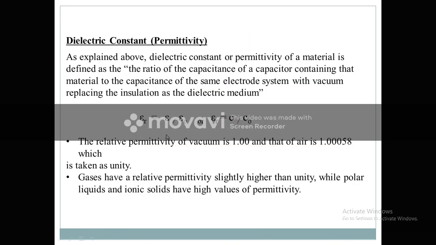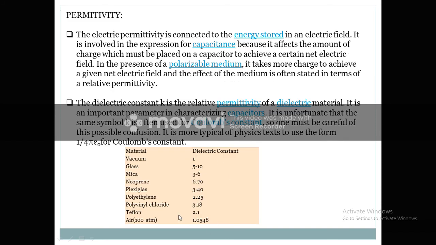Okay, here again we can see that C was the capacitance of a capacitor with dielectric material, and C naught was the capacitance of the capacitor with the vacuum. So it means epsilon R is the ratio of the capacitance of a capacitor with the dielectric material to the capacitance of a capacitor without the dielectric material. Okay, so it will give you the values. These were the values.